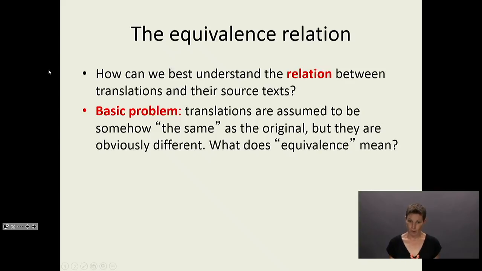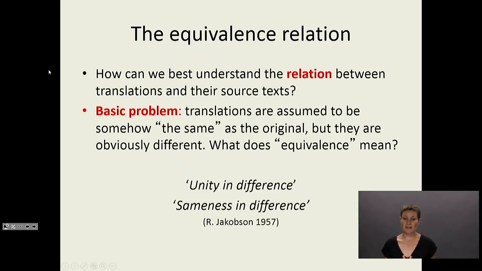So there's this basic problem. Translations are assumed to be somehow the same as the original, but we all know that they're obviously different. So therefore, what does equivalence mean? Jakobson tells us that equivalence is unity in difference and sameness in difference. So this basically means that translations or target text and source text can still be the same or in some way united, but they will be inherently different because it's not possible to have equivalence at every level of a text being translated.